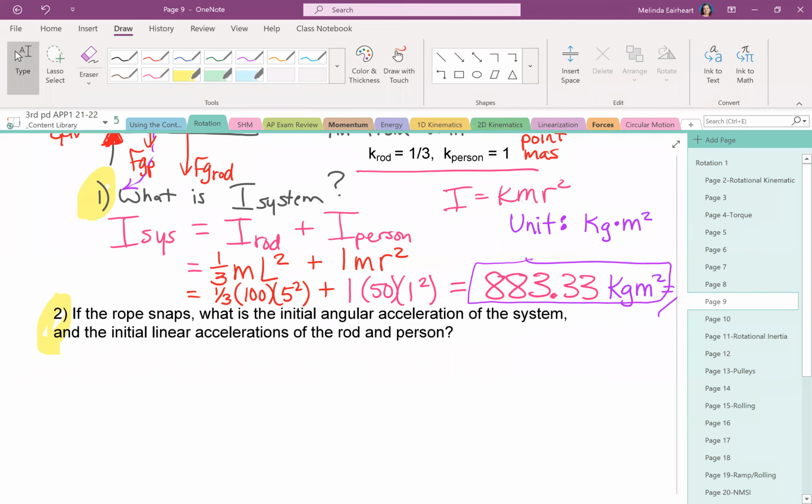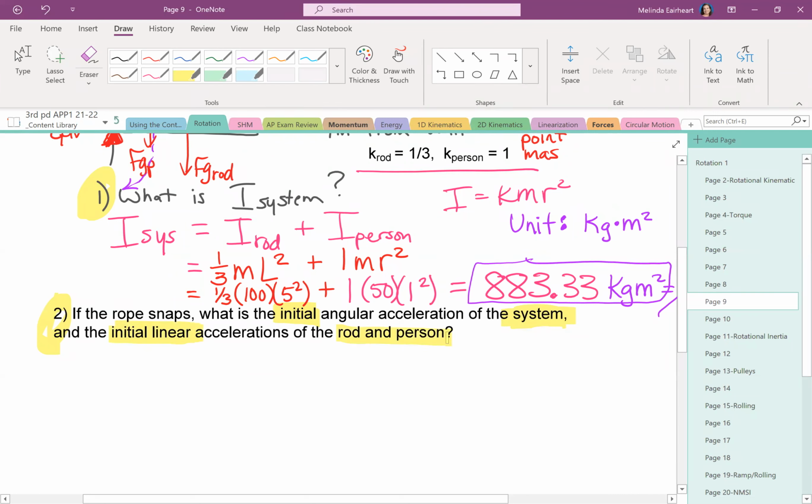What is the initial? Why would they say initial? Well, y'all, if this person and beam fell long enough, probably the person would lose contact with the beam, right? They would fall independent. And we don't want to look at it 5 seconds later when it smacks the wall that it's connected to. And so it's just cut, pause. What's the initial angular acceleration of the system? And then it says, what's the initial linear acceleration for both objects?